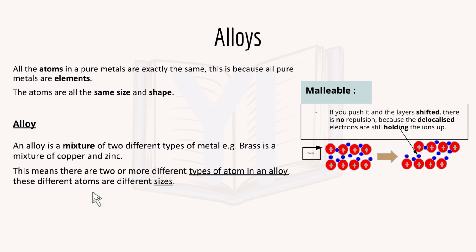The theory behind metals being malleable is that if you push it and the layers shift, there's no repulsion because the delocalized electrons are still holding up the ions. So that's why metals can easily be bent, and that's why we call them malleable.